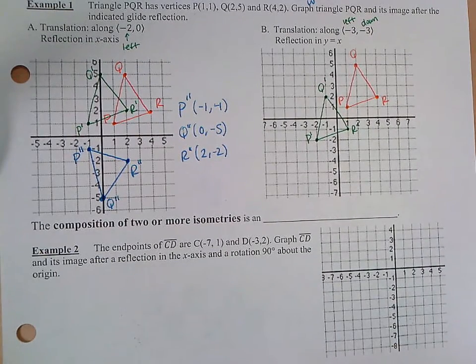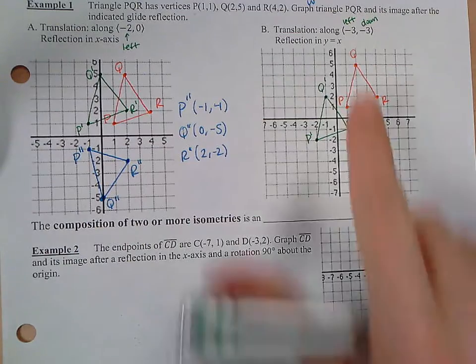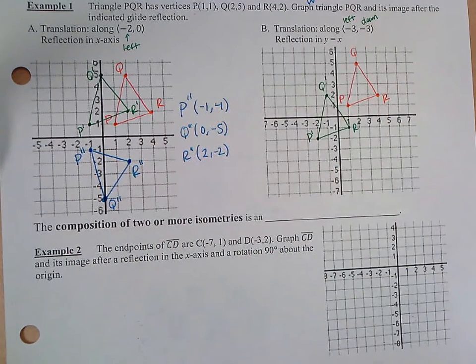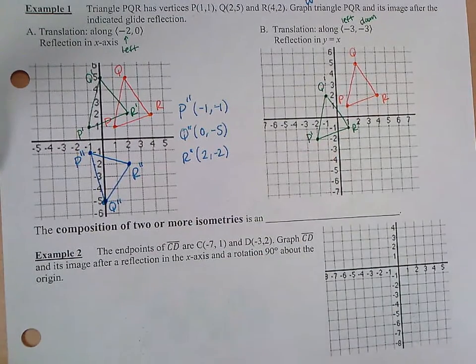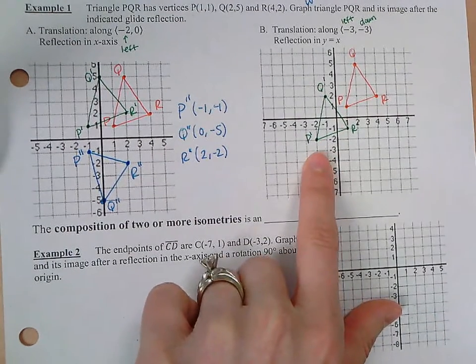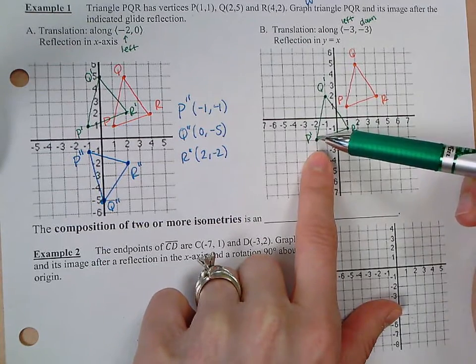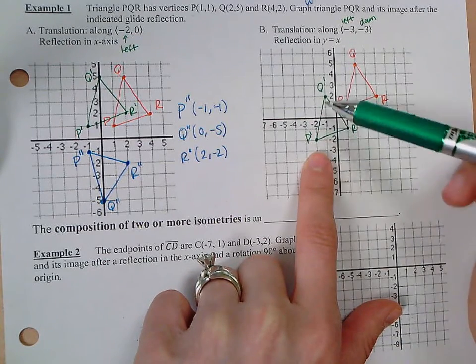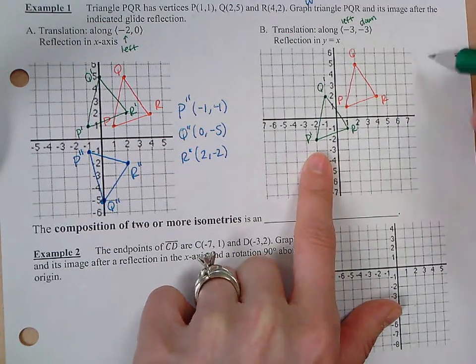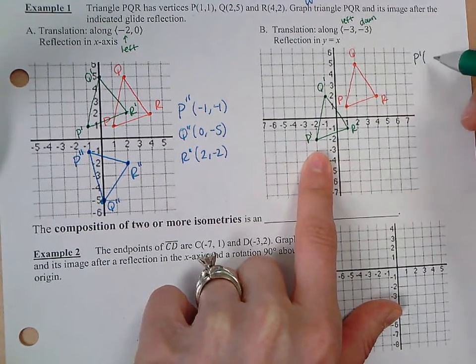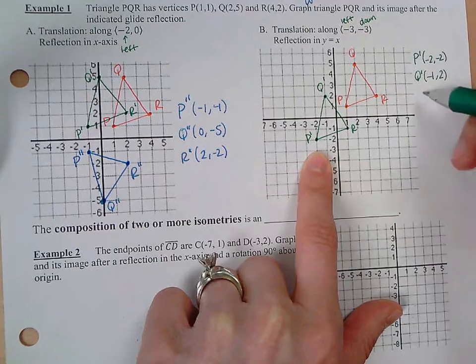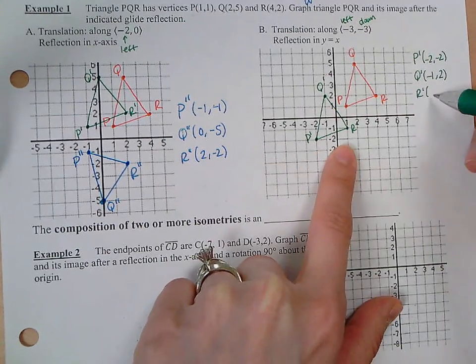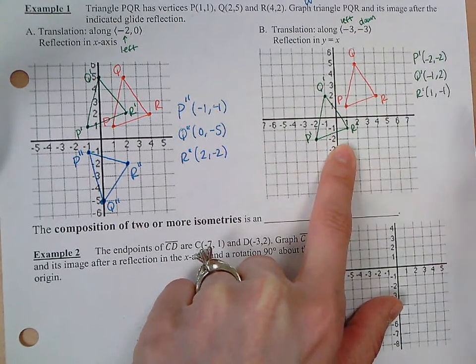Okay, and then for this one, because we're reflecting in the line y equals x, it might be more helpful to actually write down what these ordered pairs are, even though these aren't my final. So P prime right now is at -2, -2. Q prime is at -1, 2. And R prime is at 1, -1.